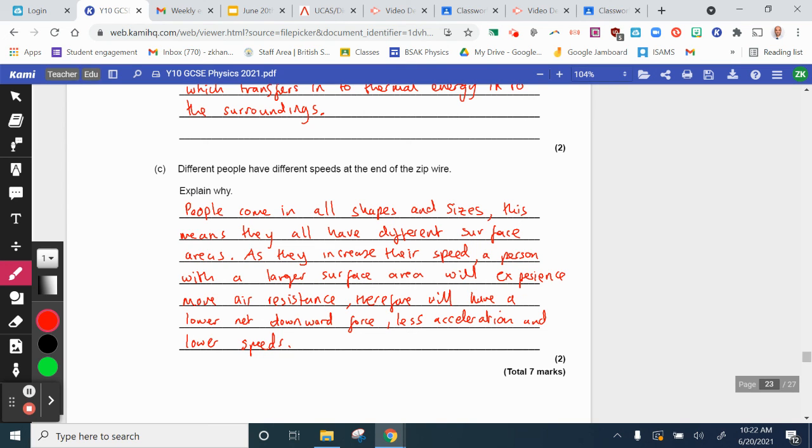So the net downward force is going to be lower, and that means the person will accelerate less and will have lower speeds if they have a large surface area. So that's why people can have different speeds at the bottom of the zip wire.